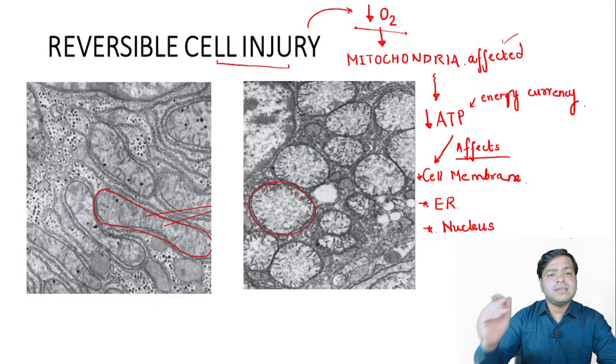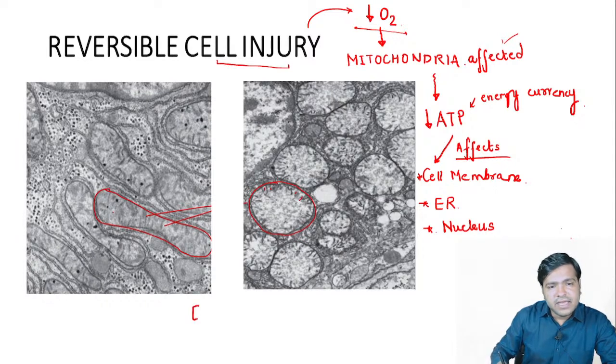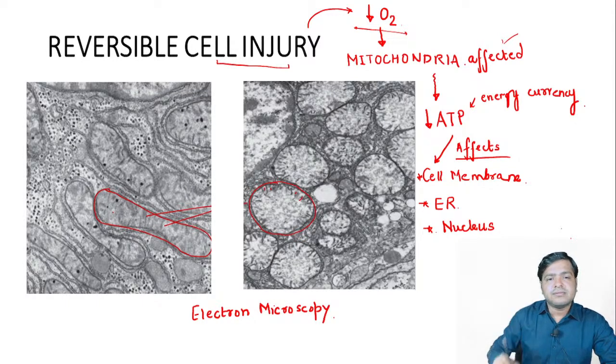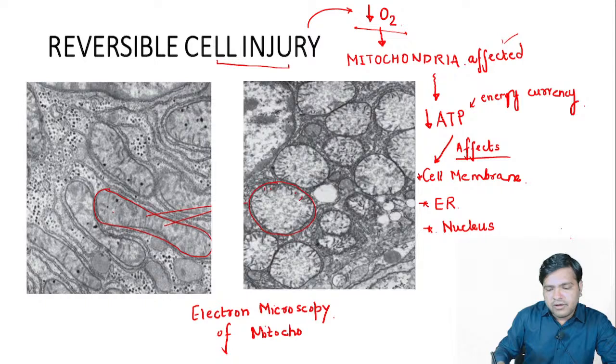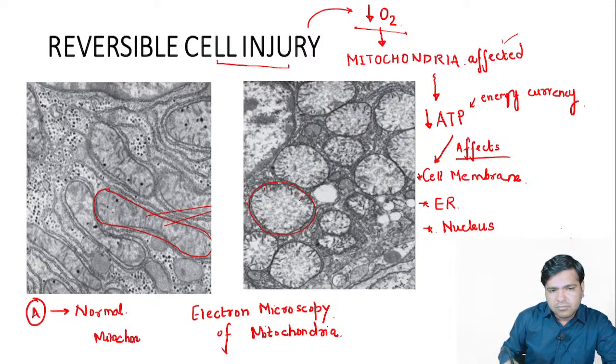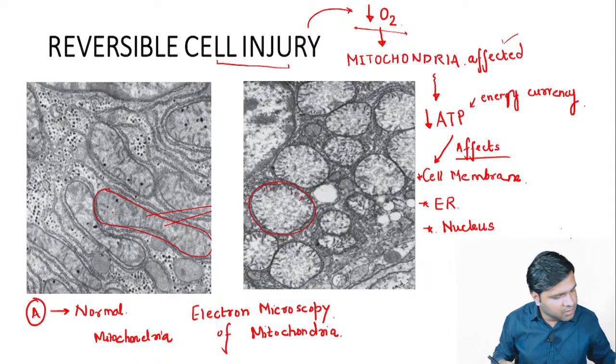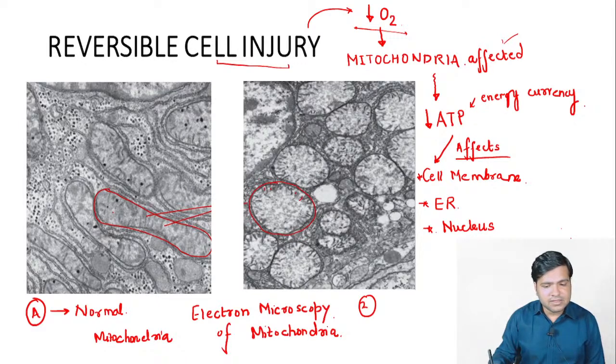So now guys, what I'm going to show you right now is electron microscopy. Firstly, just focus on the image guys, because now I have included multiple images in today's session. I'm showing you electron microscopy of mitochondria. Firstly, see that the first one is a normal mitochondria. And the second one is basically the mitochondria which is affected.